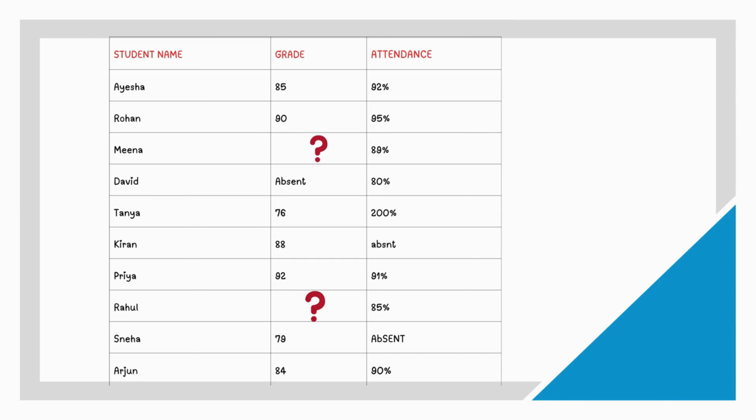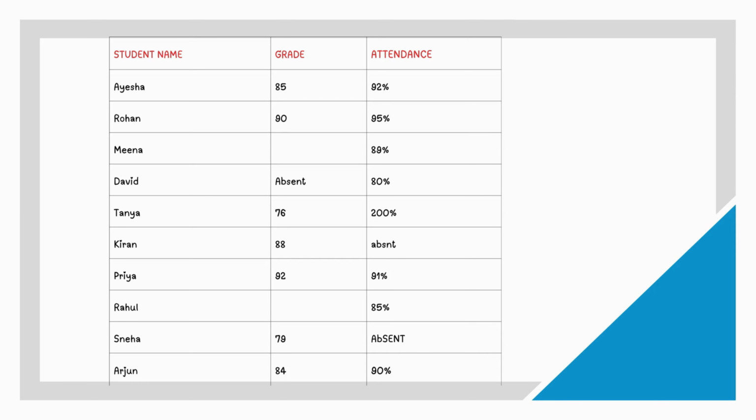Second, you can see that some students are missing grades. This is a case of missing values. Depending on the context of the analysis, we might remove these records altogether. That means we might delete those rows, or we may fill in the missing grades with an average, or use imputation based on attendance or past performance. The choice of what we do with these missing values depends on how critical the missing data is and what assumptions we are willing to make.